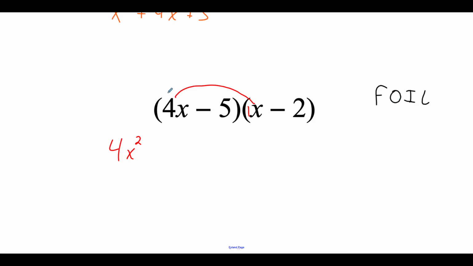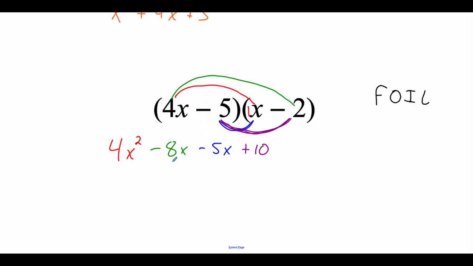The O means I'm going to do the outside things. So if I take 4x and multiply by negative 2, well, negative 2 times 4 is negative 8, but I need to keep that x attached to it. Then the I means the inside things. So I've got negative 5 and 1x. Well, negative 5 times 1 is negative 5, and I need to keep the x attached to that. And then the last things, I've got the negative 5 and the negative 2. Negative 5 times negative 2 is positive 10.